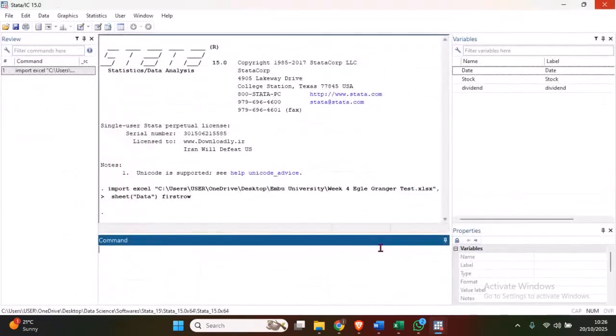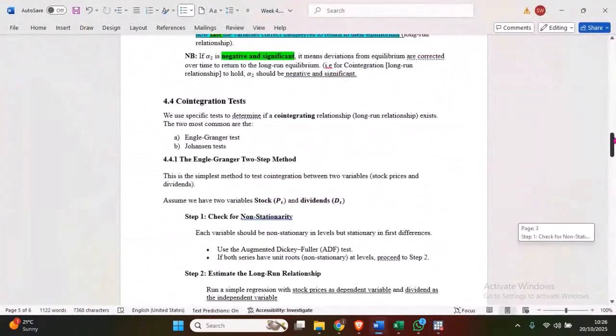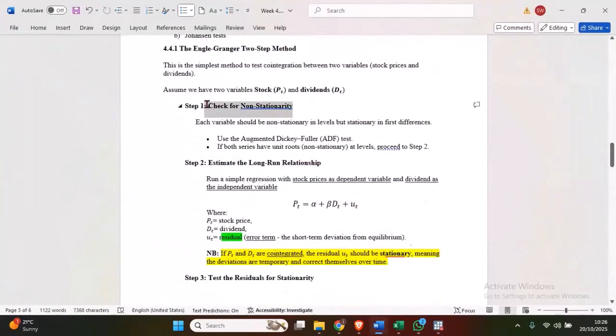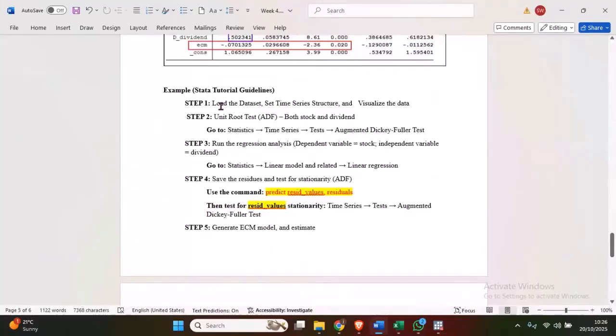And we go step by step. Our first step was what? Our first step was to check the stationarity, or to test the non-stationarity. I have explained that step 1 is to load the data, set the time series structure, and visualize the data. We have already done this before, so I did not write detailed step by step on how to load the data, how to set the time, and how to visualize the data, because we have covered this in the previous weeks.